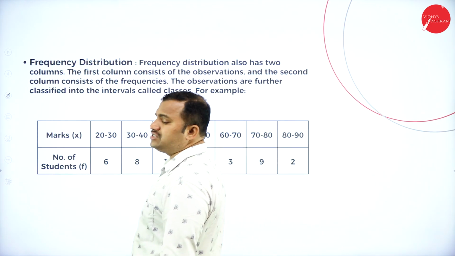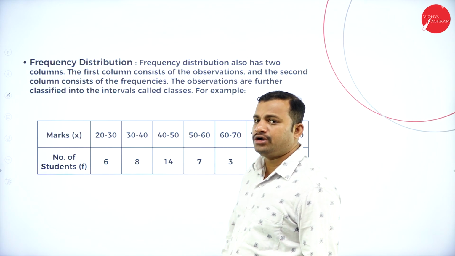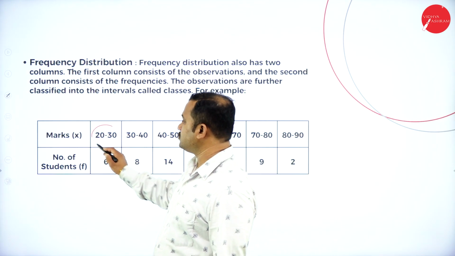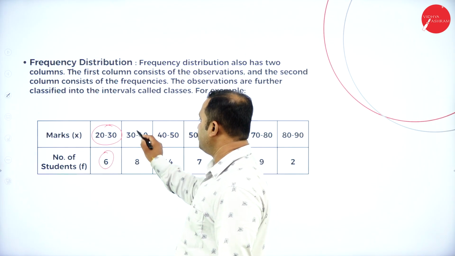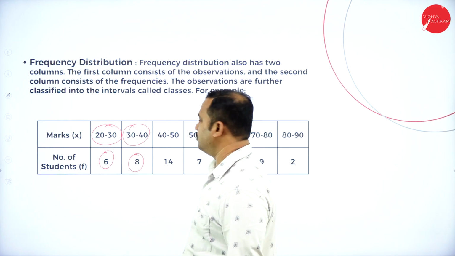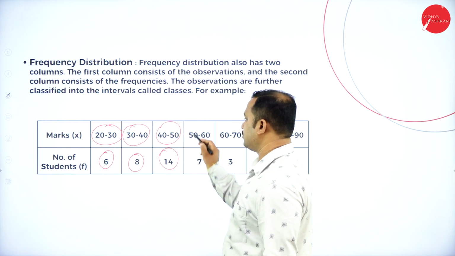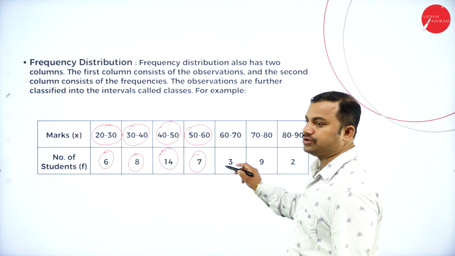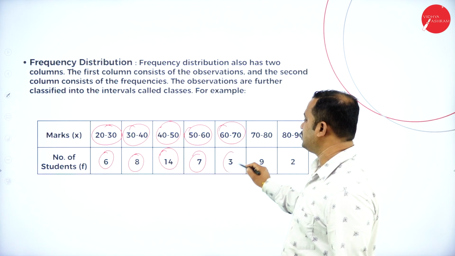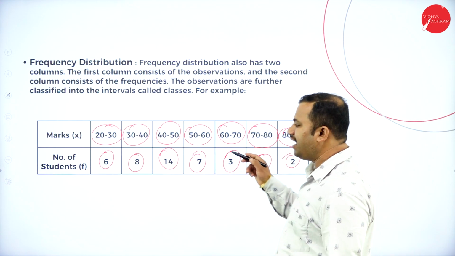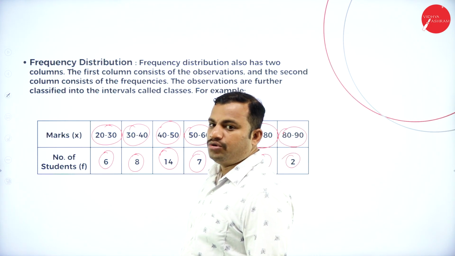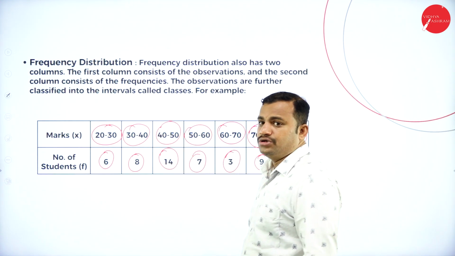Then the frequency distribution. This corresponds to the interval of values between 20 to 30. How many of them have secured? 6 students have secured. Between 30 to 40, 8 of them have secured. 40 to 50, 14 have secured. 50 to 60, 7 of them have secured. Between 60 to 70, 3 of them have secured. 70 to 80, 9, 80 to 90, 2. So we have this number of students who have secured from this range to this range.